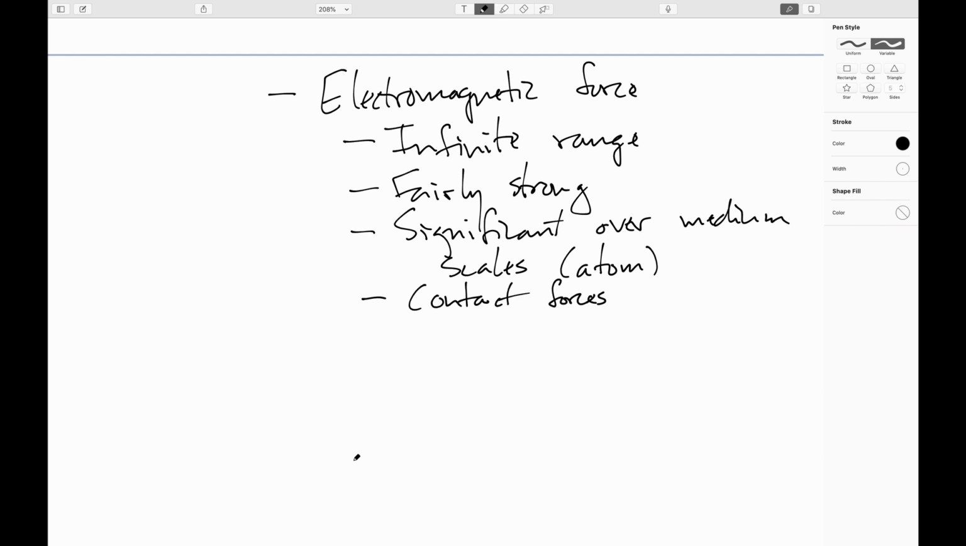And I've already mentioned before, we can think of the electromagnetic force as having two aspects: the electric and the magnetic forces. So there's a bit of a history here.